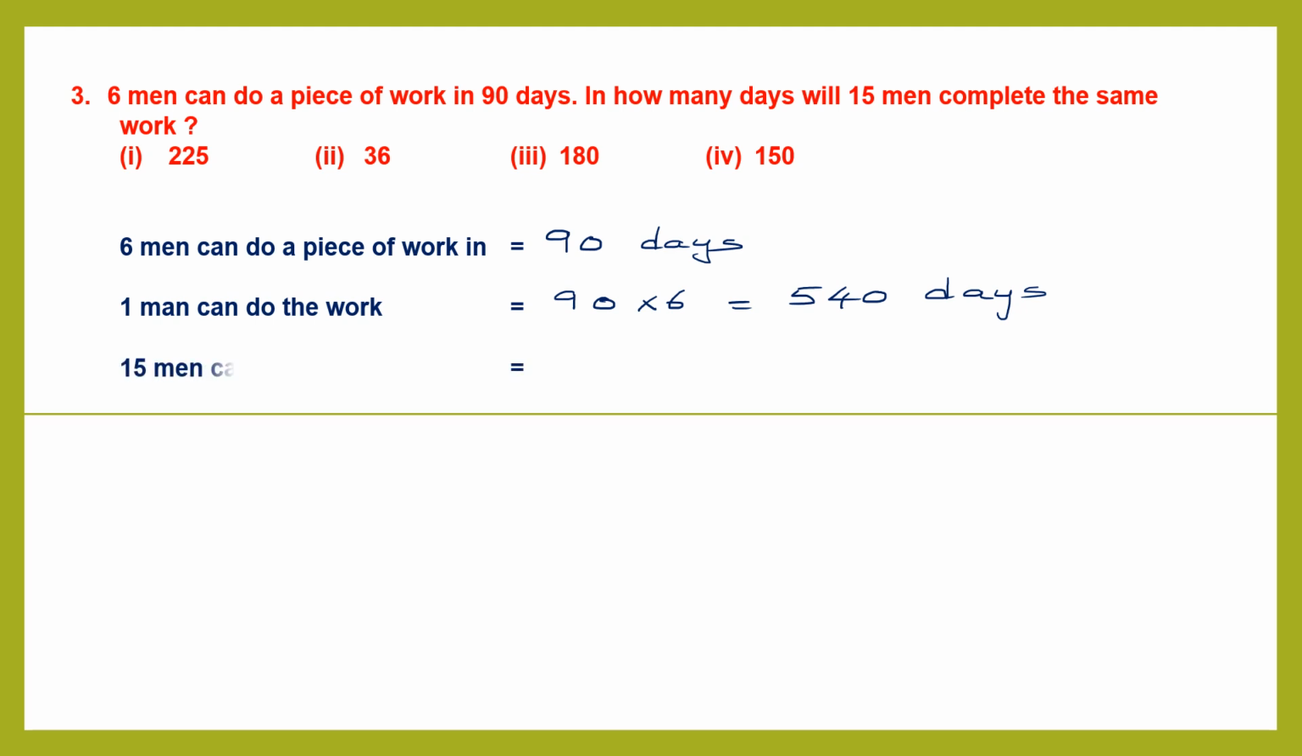So now we've been asked to find how many days 15 men will take. So one man will take 540 days.